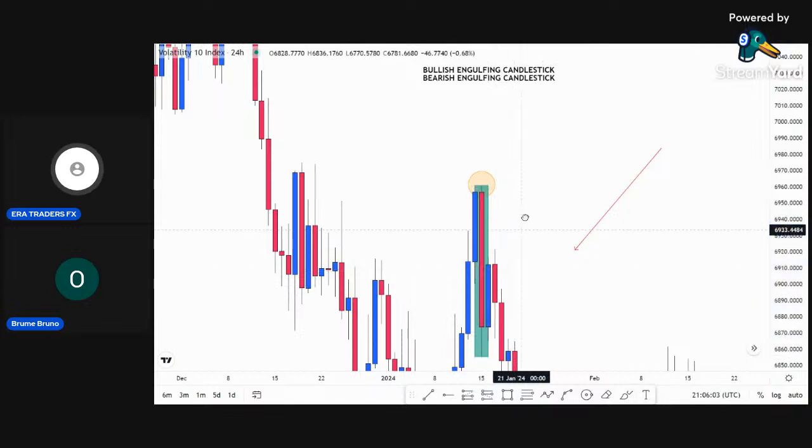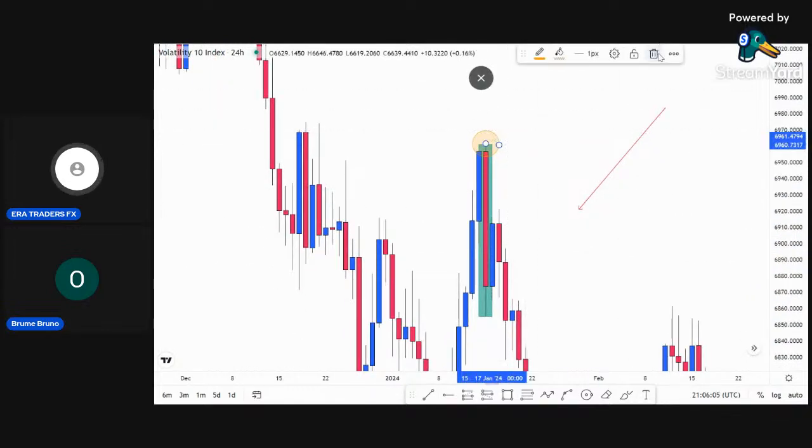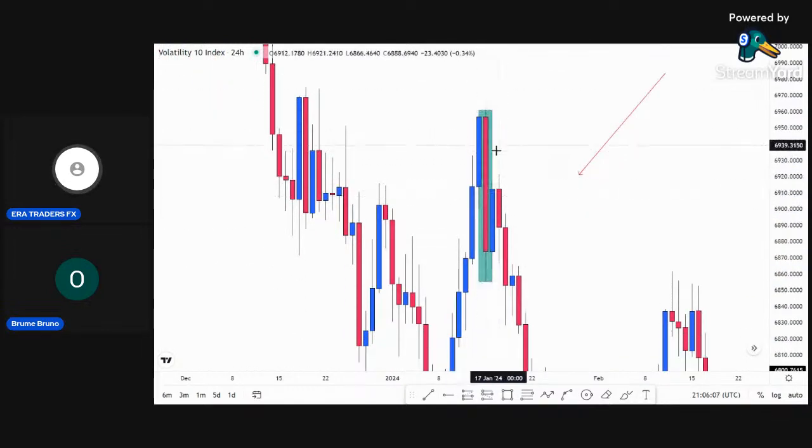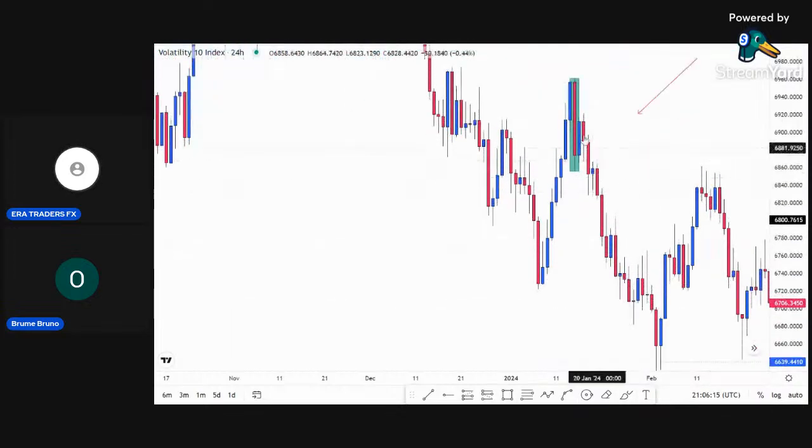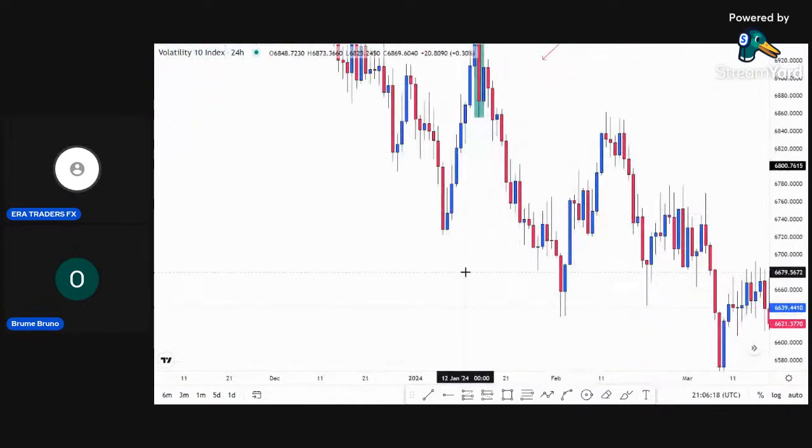So this indicates that there's a selling pressure. That means the pressure of the sellers is higher than the buyers. You can see it from here. So this is a pattern that when you see, you should expect the market to drop because sellers are now more in the market. Same thing, we have something like this.